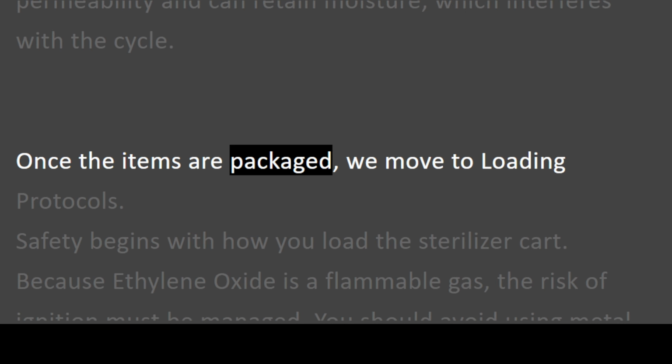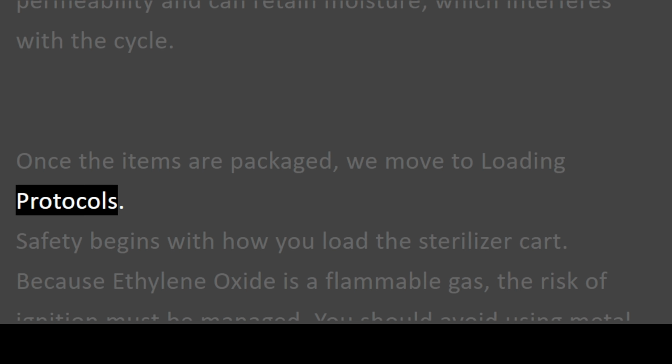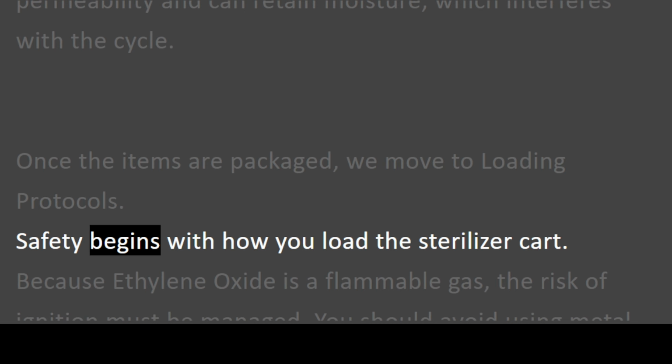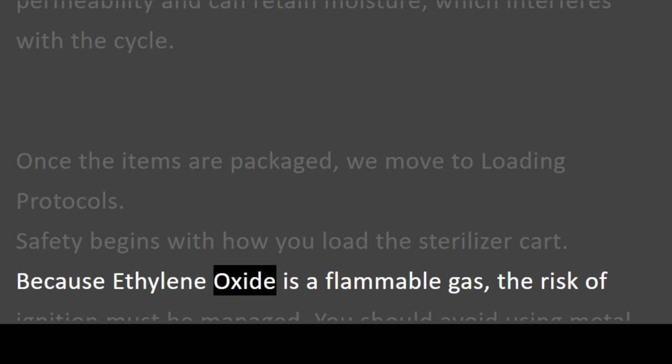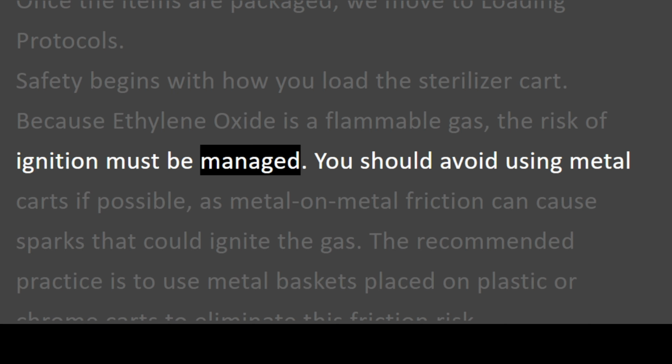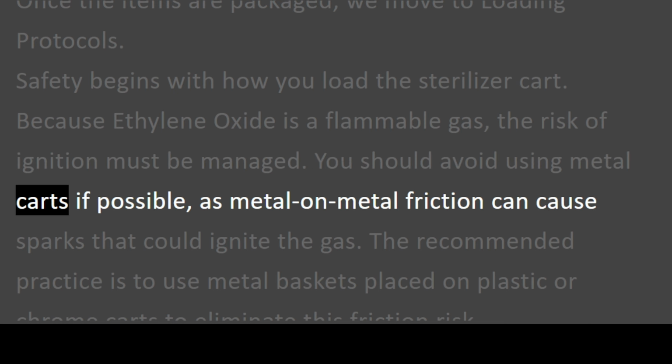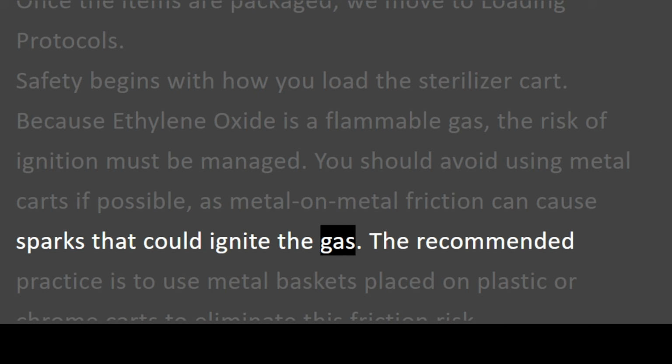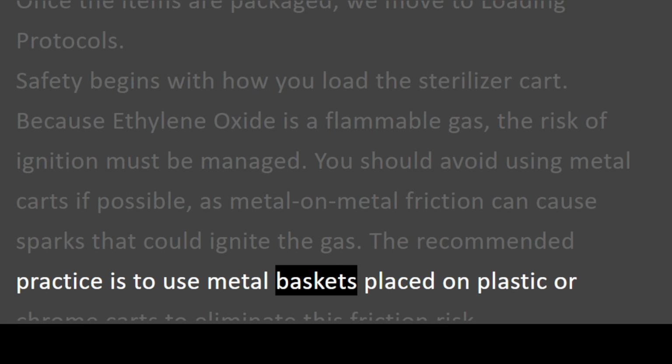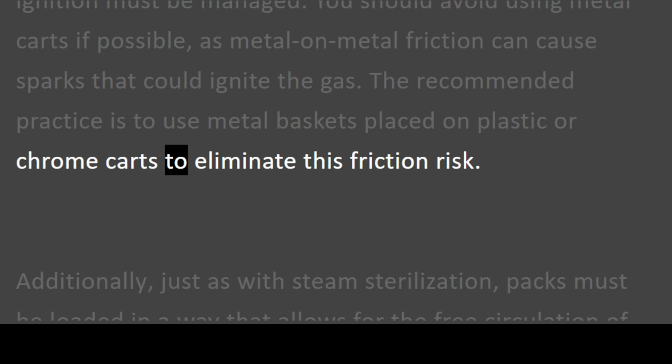Once the items are packaged, we move to loading protocols. Safety begins with how you load the sterilizer cart. Because ethylene oxide is a flammable gas, the risk of ignition must be managed. You should avoid using metal carts if possible, as metal-on-metal friction can cause sparks that could ignite the gas. The recommended practice is to use metal baskets placed on plastic or chrome carts to eliminate this friction risk.